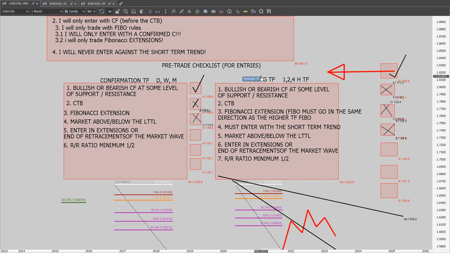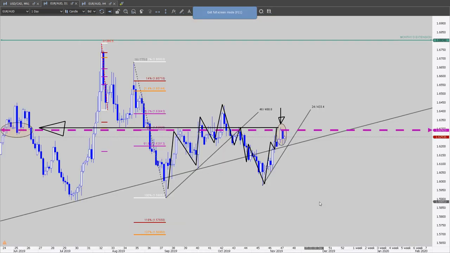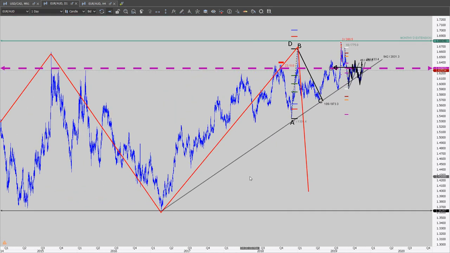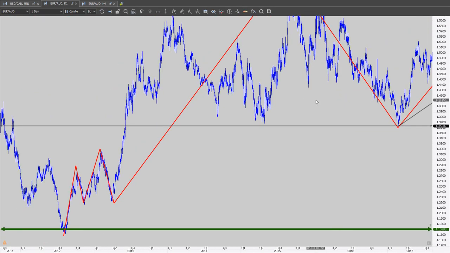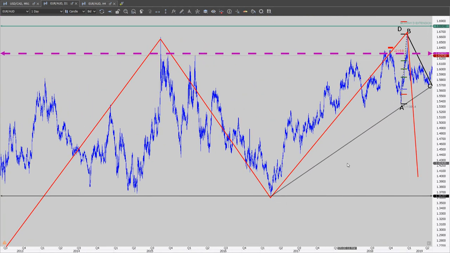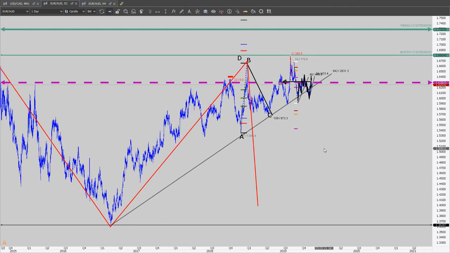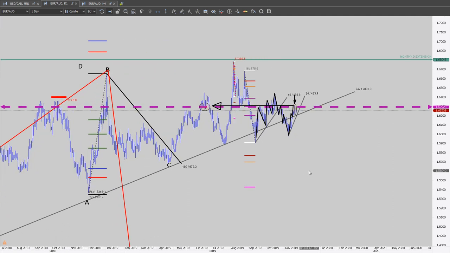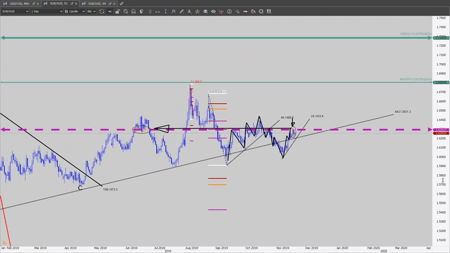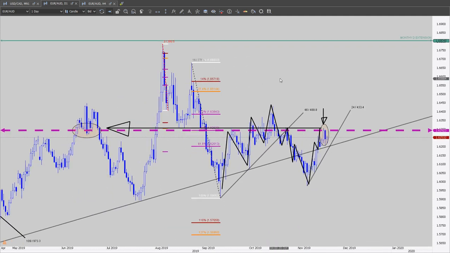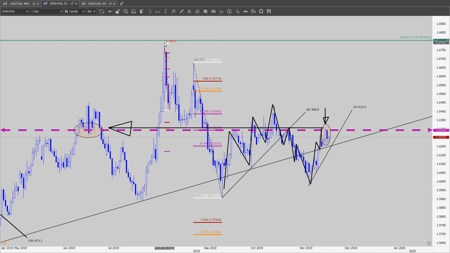Number 5, market above or below the long term trend line. Daily chart, need to compress the chart. Up in here, sideways, up in here. Let me see. So the market looks like broke and then re-entered, right? But because I'm trying to short the market, I need the downtrend line. So the downtrend line is here.